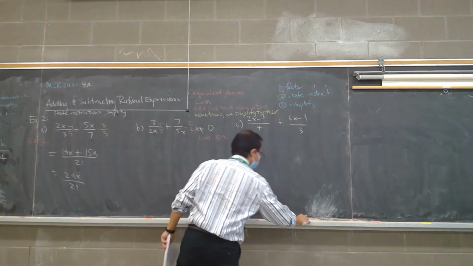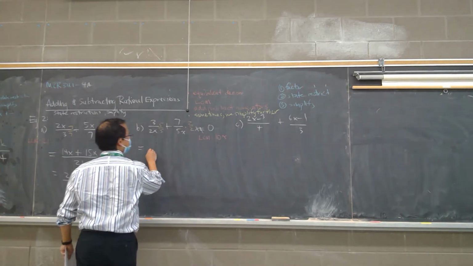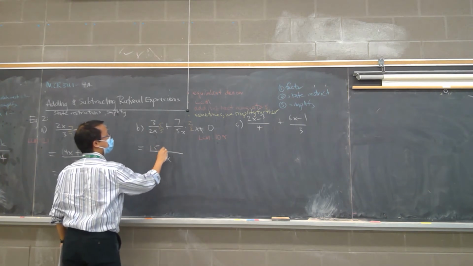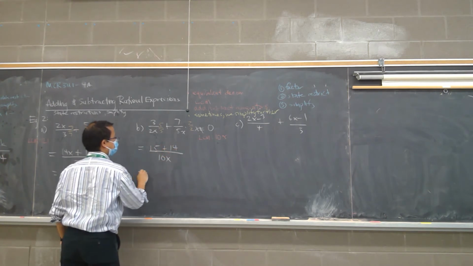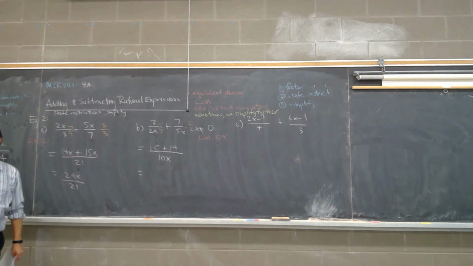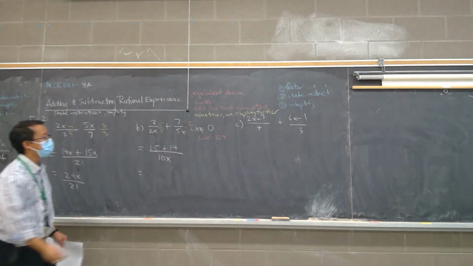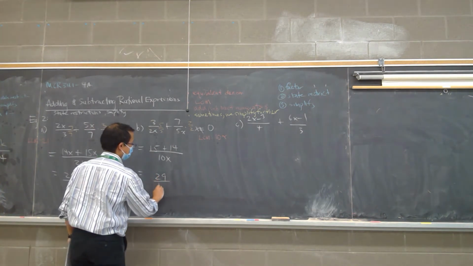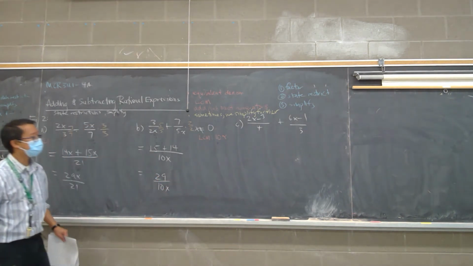So now that we have the lowest common multiple, notice what we're going to do is execute that answer. So we got 10x in the denominator, and we have 15 plus 14. And so now we just simply add those up. I think it's 29 over 10x.